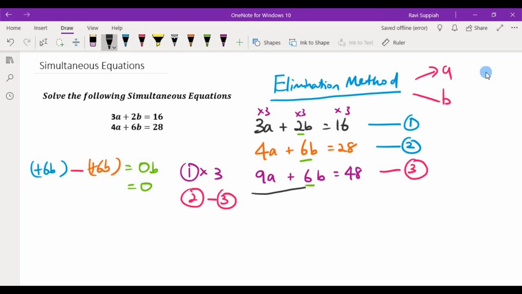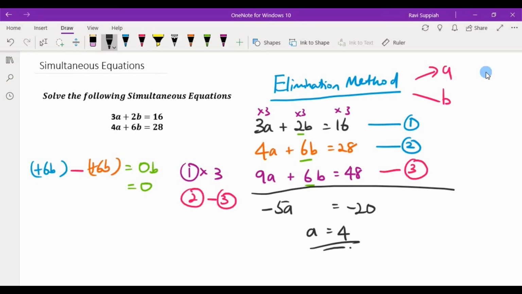Okay, so what I have left would be 4a minus 9a is minus 5a. b and 6b, when they subtract, you'll get 0 as what we just saw. And 28 minus 48, I get minus 20. So a is equals to 4.